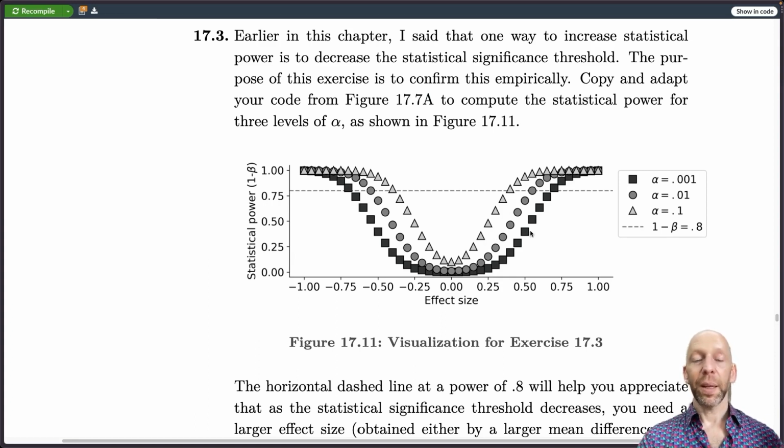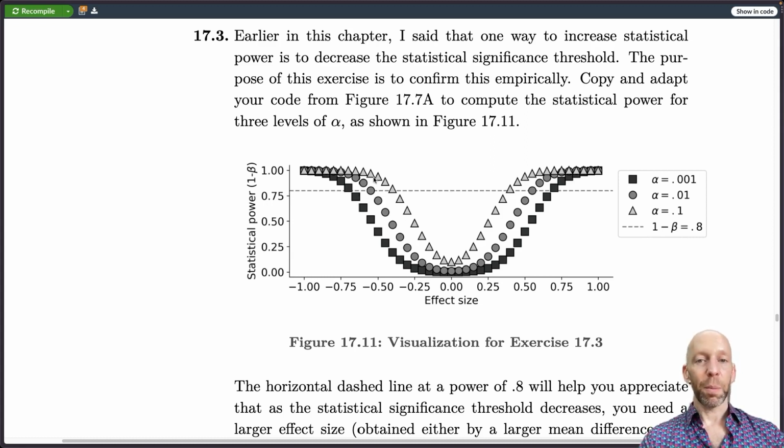And now what you want to do in this exercise is rerun that experiment 3 times, but each time changing the alpha level or the statistical significance threshold. So here we have a p-value threshold of 0.001, 0.01, and 0.1. And then I've also drawn a dashed horizontal line corresponding to a statistical power of 0.8, because that's a nice reference, a typical power value.